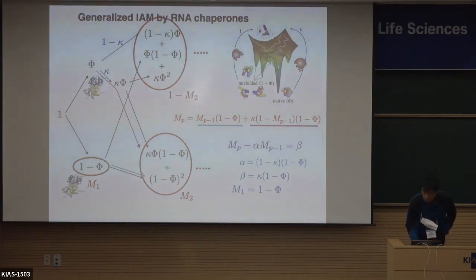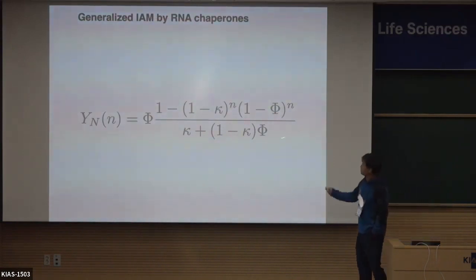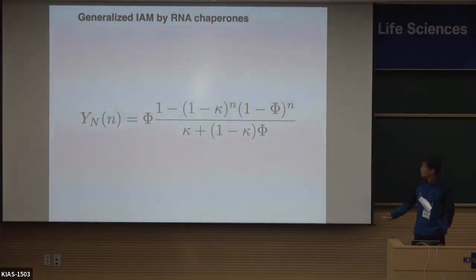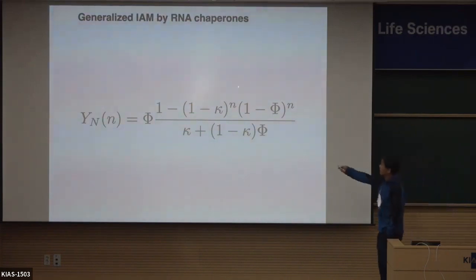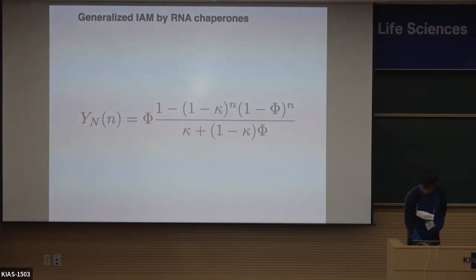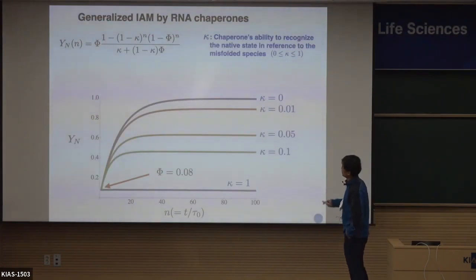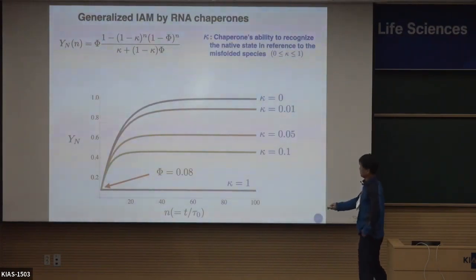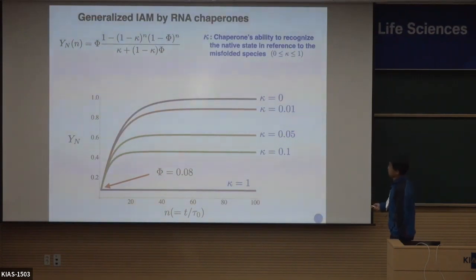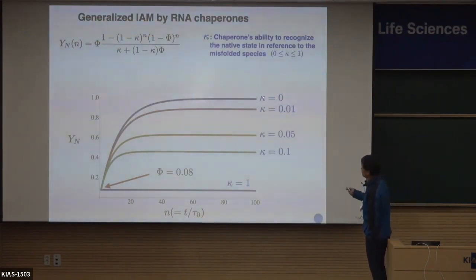Then finally, you can get the native population after n iterations of this kind of process, right? So the native yield can be obtained by solving this recursion relation, and this is the expression, okay? It is a function of kappa, n iterations, and the partition factor phi, okay? So if you plot the native yield as a function of iteration time, then this is the curve, which is parameterized with respect to kappa.